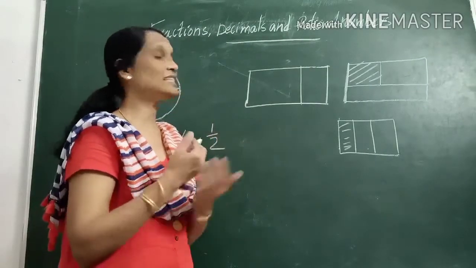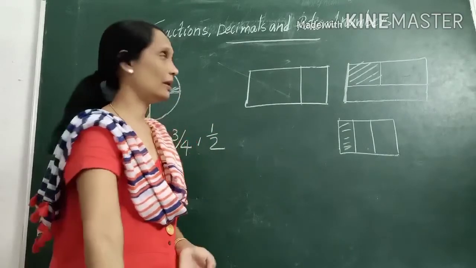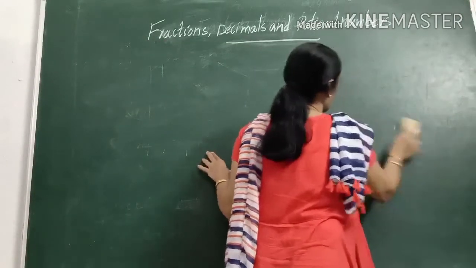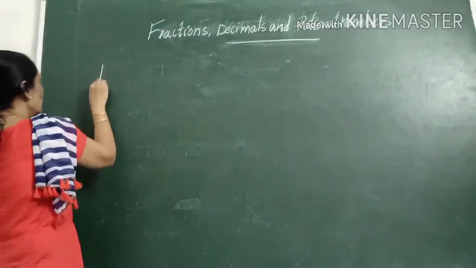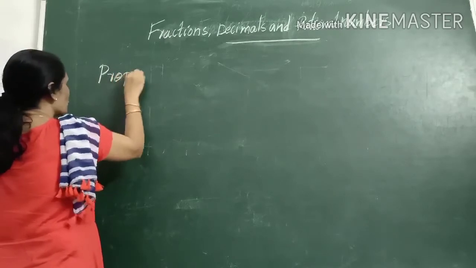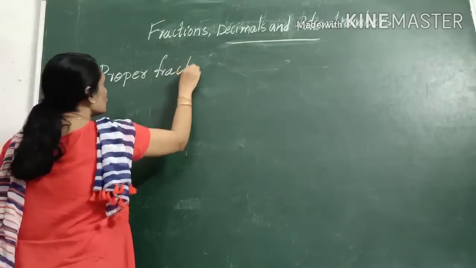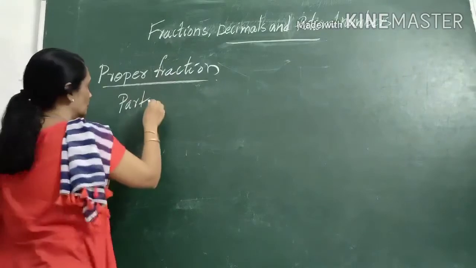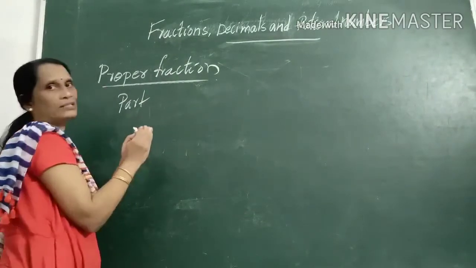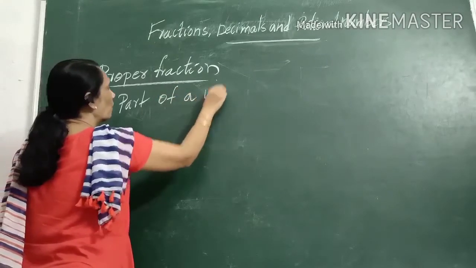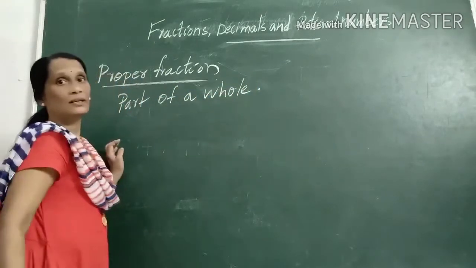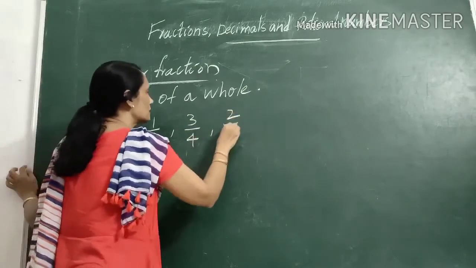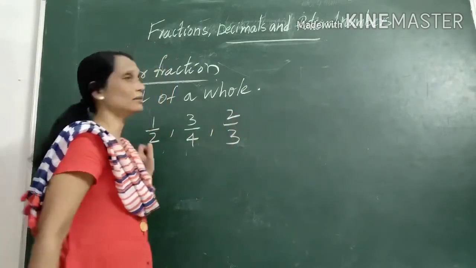Okay, so fractions are of 3 types. They are proper fraction, improper fraction and mixed fraction. First of all, let us see what a proper fraction is. A proper fraction is a part of a whole. Already we told, it's a part of the whole: from the whole cake, one part. So 1/2, 3/4, 2/3 and so on, these all are proper fractions.